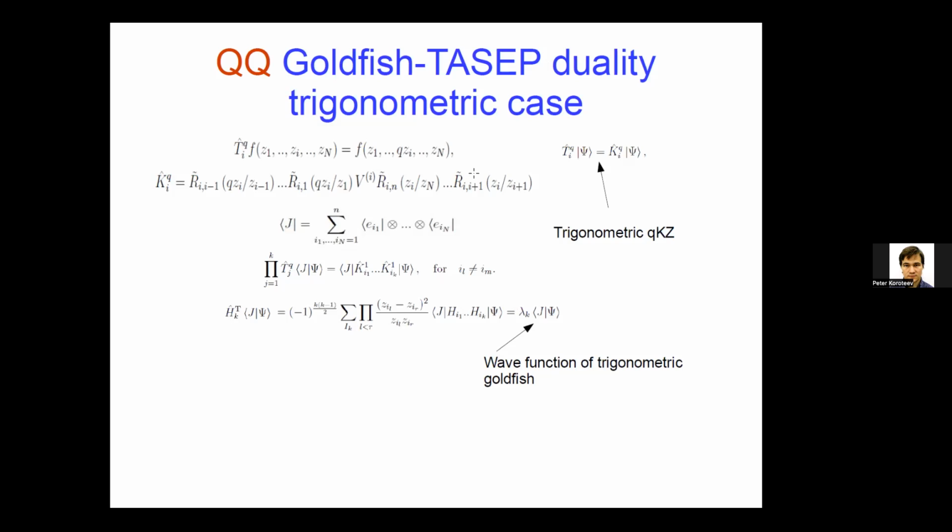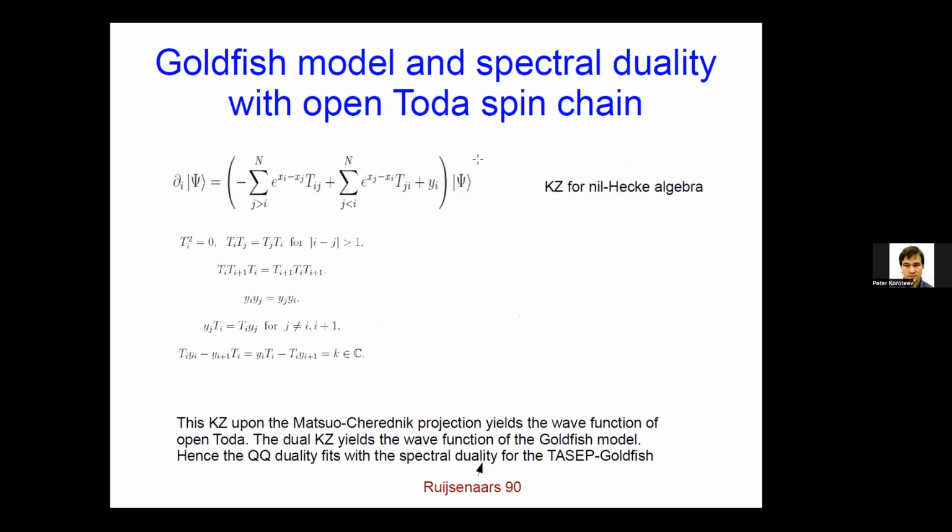Let me reiterate that we consider the non-homogeneous twisted higher spin TASEP model, and it is dual to the quantum goldfish model. Before turning to my conclusion, let me consider some limit. It was argued by Ruijsenaars a long time ago that the goldfish limit of the trigonometric Ruijsenaars-Schneider model is dual in the spectral sense with the open Toda spin chain.